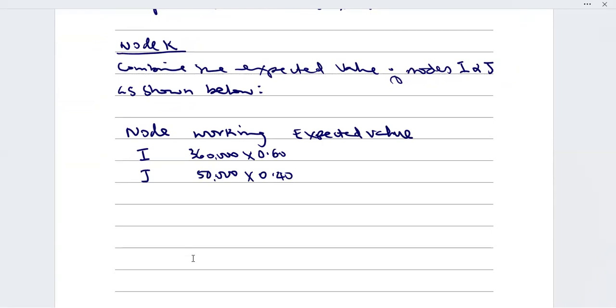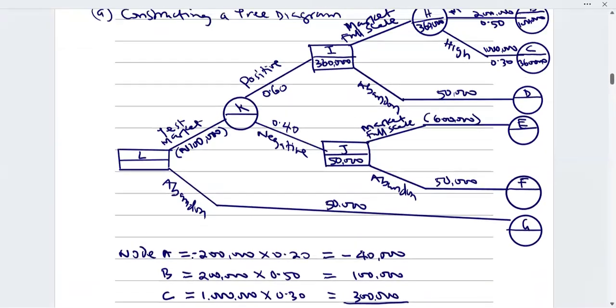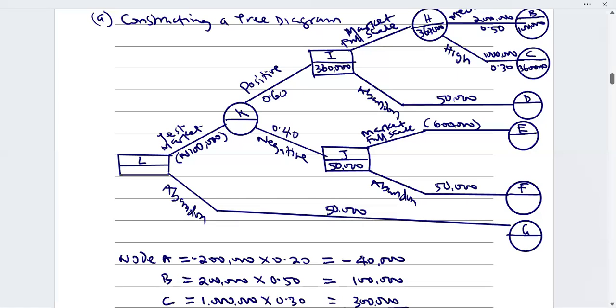So let's multiply. 360,000 multiplied by 0.6 is 216,000. Here is 216,000. Then here will be 20,000. So when you add it up, that will give us 236,000. So that's the expected value that will go to node K. So here is 236,000.